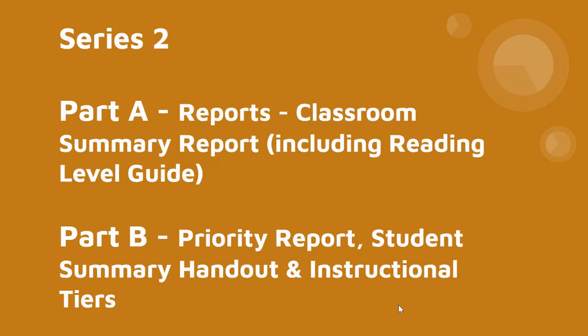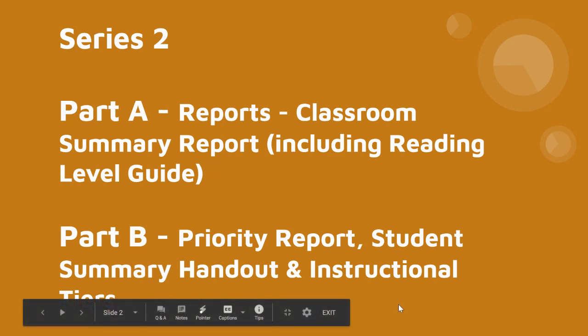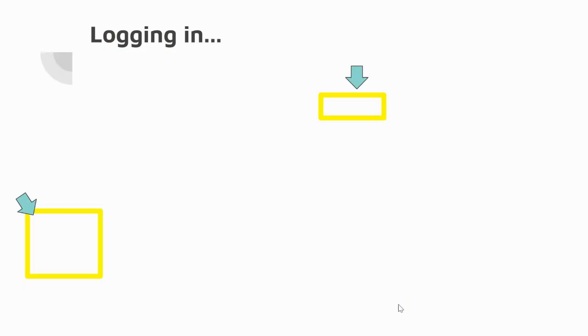Part A, which is this video, we're going to look at the classroom summary report. We're also going to take a look at how the reading level guide will help you to put your students into reading groups. Part B will look at the priority report, the student summary handout, which is a great one for parent conferences, by the way, and the instructional tiers chart.